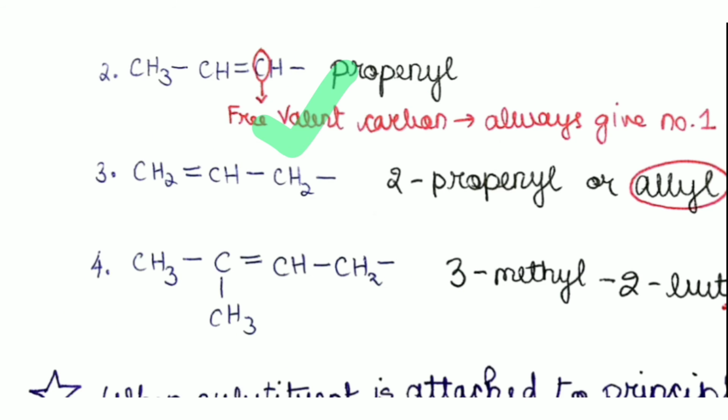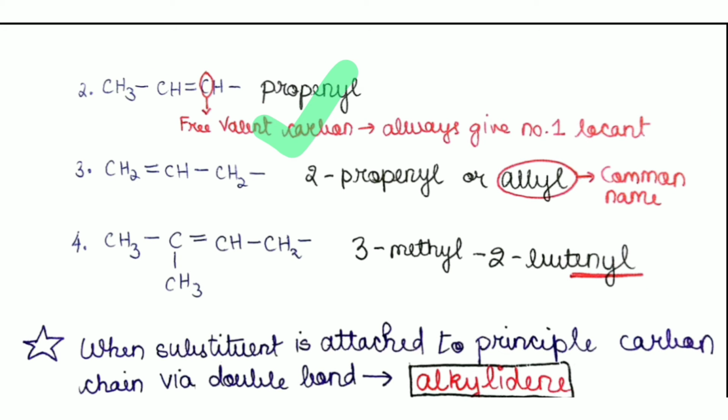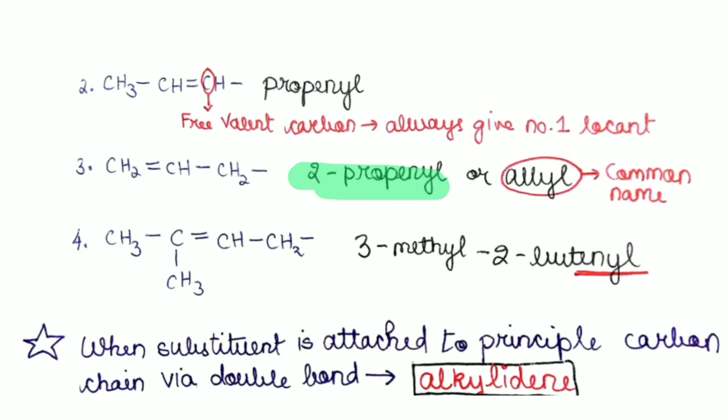Okay guys, that's how we're going to call this very substituent: 2-propenyl, or allyl, ALLYL. That's the common name of this kind of substituent. Then here we have a methyl group attached to the third carbon from the free valent carbon side.